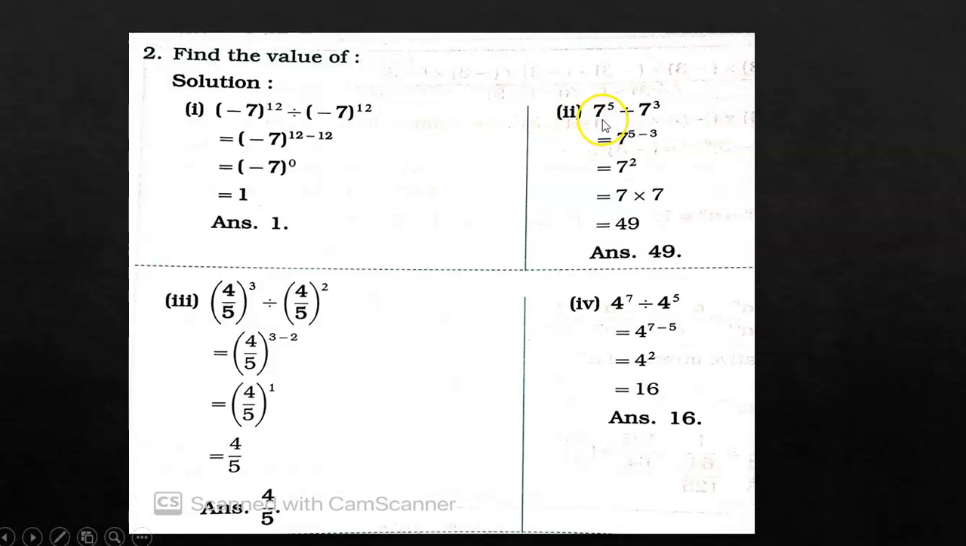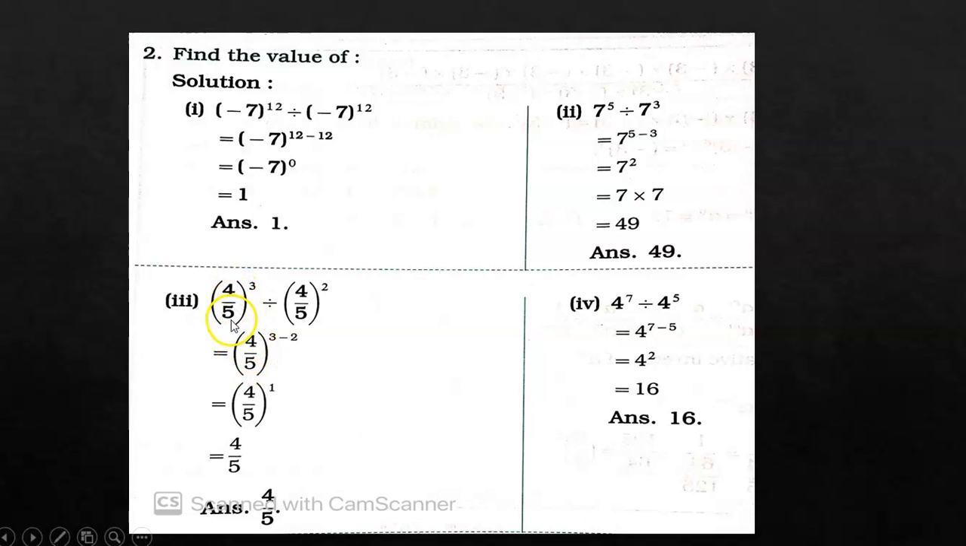Question number 2. 7 raised to 5 divided by 7 raised to 3. This will be 7 raised to 5 minus 3. Write the law. 5 minus 3 is 2. So 7 raised to 2, which is 7 into 7, 49. See, if the question was simplify, you would have stopped here. But since the question says find the value, you are continuing and finding the value.